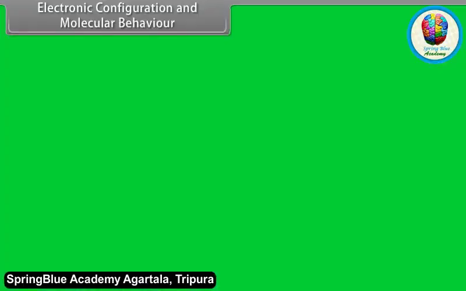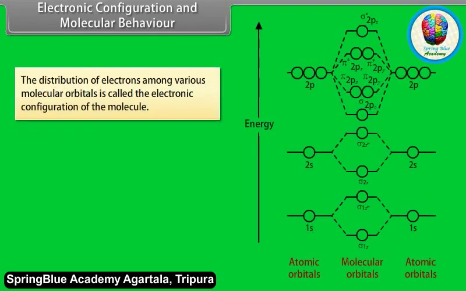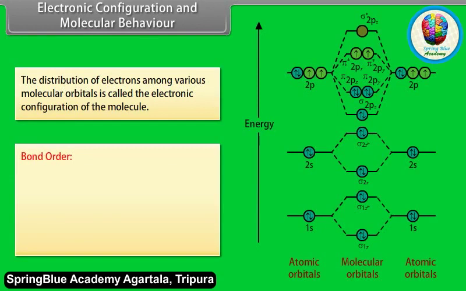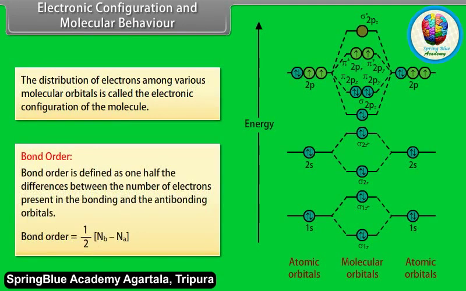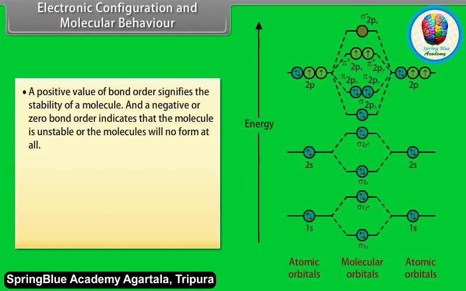Electronic configuration and molecular behavior. The distribution of electrons among various molecular orbitals is called the electronic configuration of the molecule. Bond order. Bond order is defined as one half the difference between the number of electrons present in the bonding and the antibonding orbitals. A positive value of bond order signifies the stability of a molecule, and a negative or zero bond order indicates that the molecule is unstable or the molecule will not form at all.